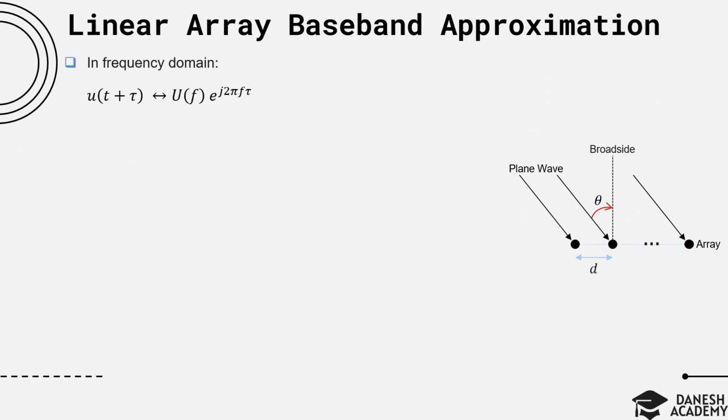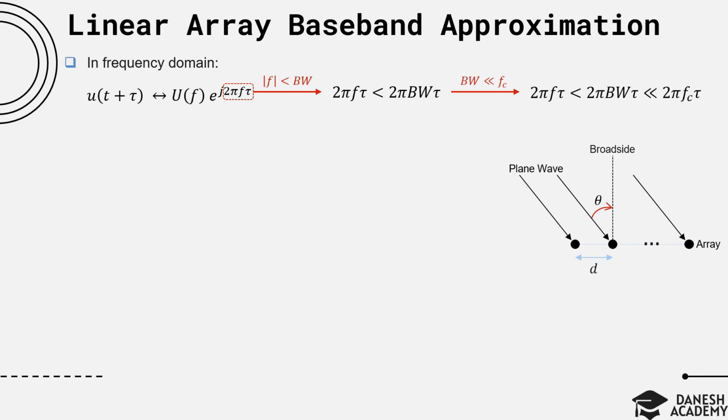Now, consider the frequency domain representation of u of t plus tau. The time shift tau in the time domain causes a phase shift in the frequency domain equal to 2 pi f tau. For the values of f within the range of bandwidth, 2 pi f tau will be less than 2 pi times bandwidth times tau. And since bandwidth is much less than carrier frequency fc, then 2 pi f tau will be much less than 2 pi fc tau, where 2 pi fc tau is the phase shift phi in the array.